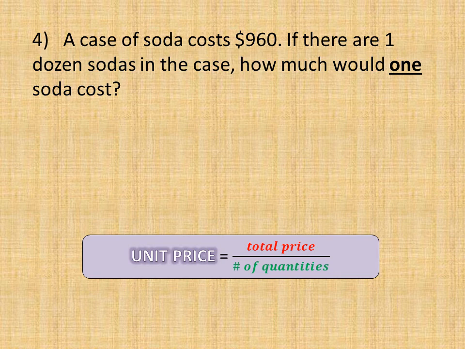So we're going to take the total price that we're provided with and we're going to divide it by the number of quantities. And how many items make up a dozen? 12. So we're going to take our 960 divided by 12. And that's our answer. We get $80.